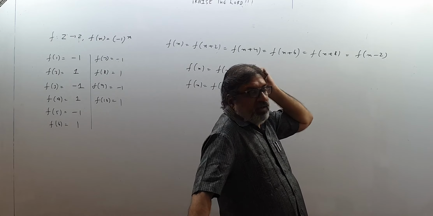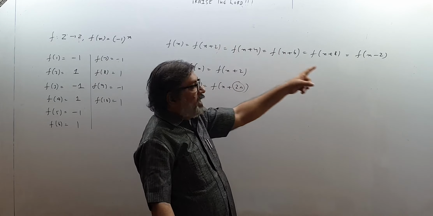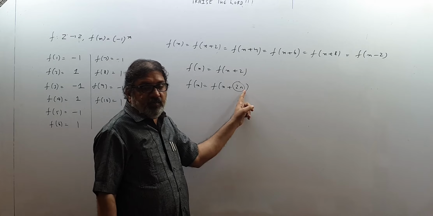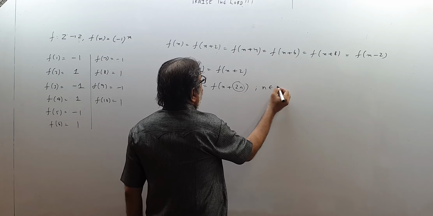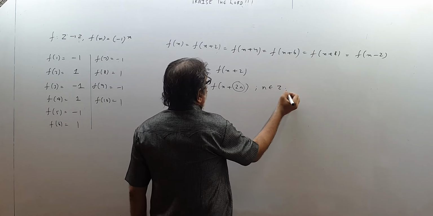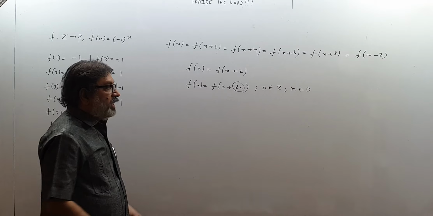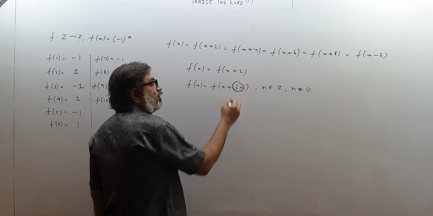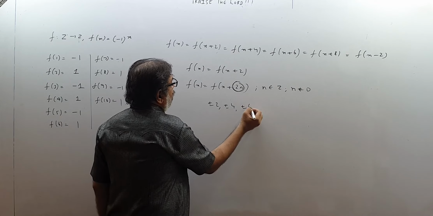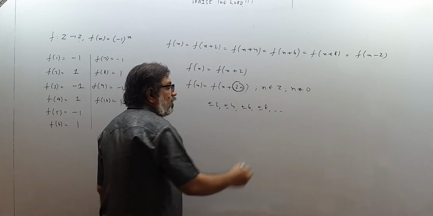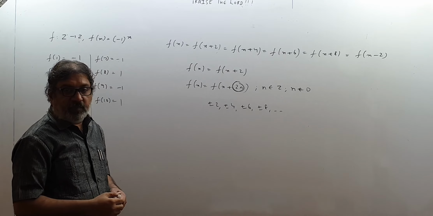Yes. So minus 2 is a multiple of 2. So n can be any integer, negative or positive. Therefore, n belongs to Z, but n should not be 0. So f of x is equal to f of x plus 2n, and 2n is the period of f. That means all the multiples of 2 are the periods. That means plus minus 2, plus minus 4, plus minus 6, plus minus 8. All are periods of f.